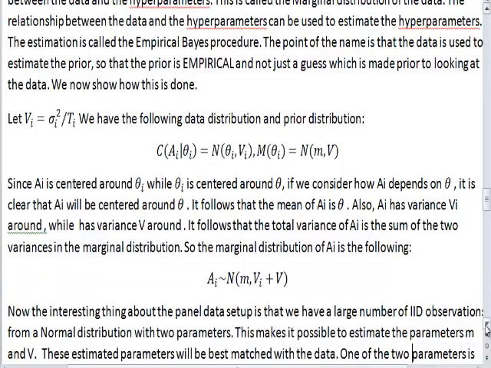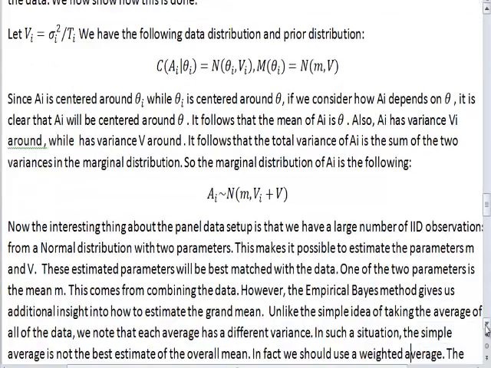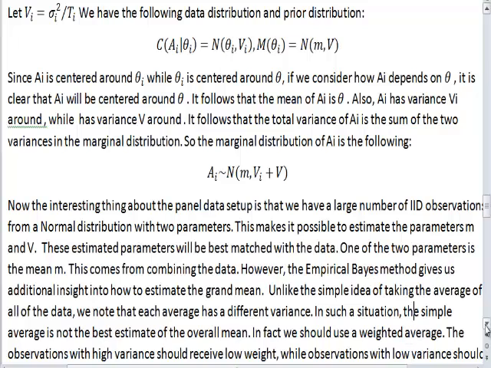Now, what this leads to is a very interesting situation in the panel data setup, is that we have this prior normal M, V_i and V.